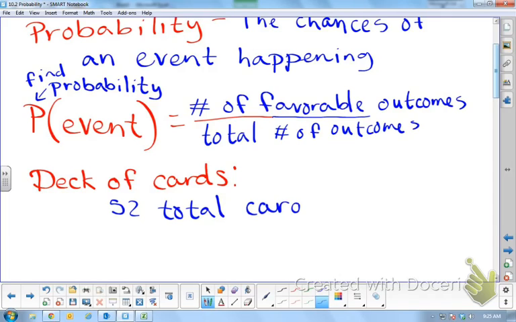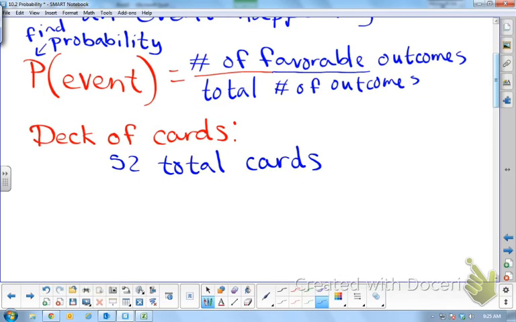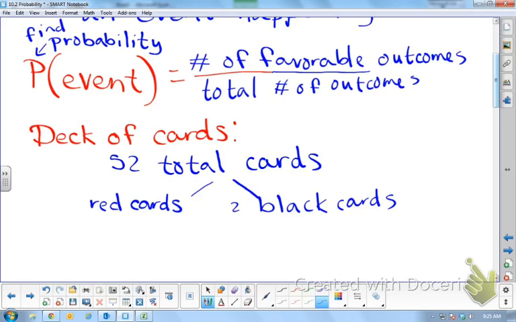But they're split into groups. What are some of the groups we can split cards into? Red and black. Red and black is our biggest group split. Then we have clubs and hearts and diamonds. So first we would say red and black cards. How many red cards are in a deck of cards? 26. It's half the total deck. So 26 black cards, 26 red cards.